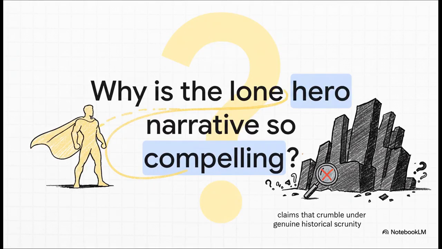And that brings us to the end of part 1. We've taken apart the architecture of denial. We've seen how the pieces fit together. But it leaves us with the biggest, most important question of all. Why does this work on people? Why is that story of the lone hero so powerful that it can make people believe things that just completely fall apart under real scrutiny?